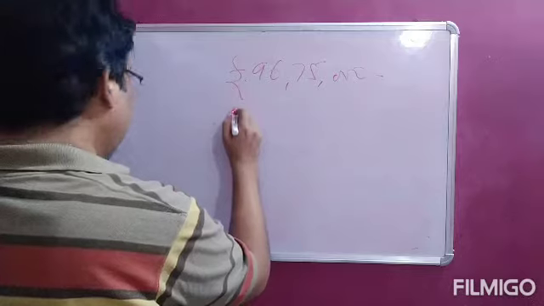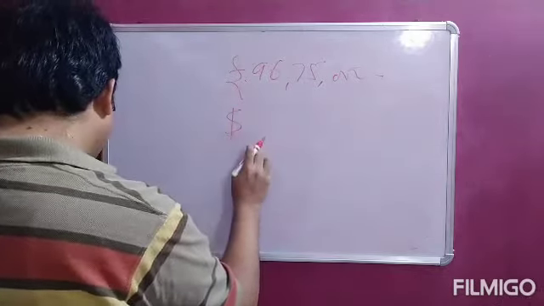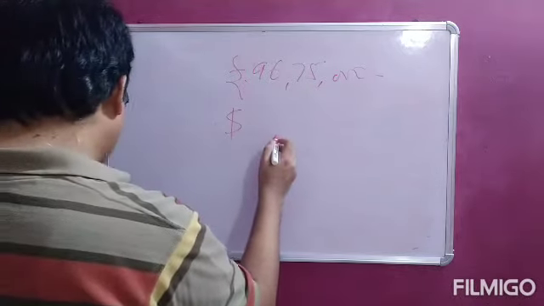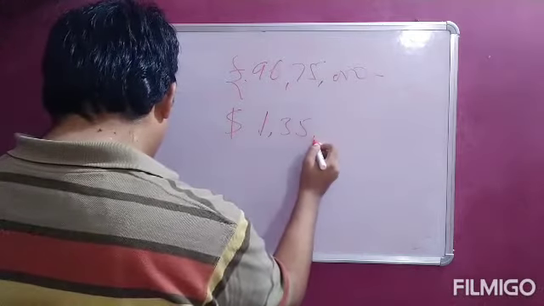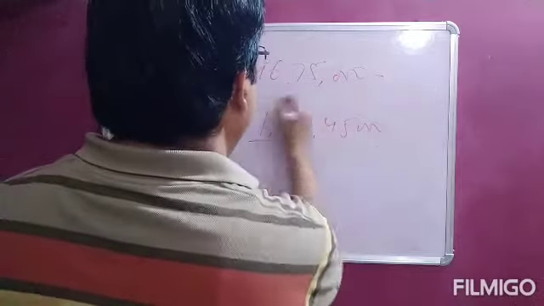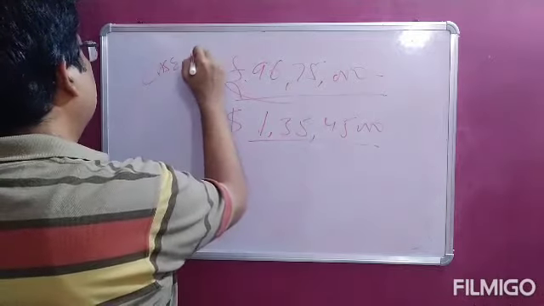This is in pound terms, and in dollar terms, it will be 1 crore 35 lakhs 45,000. So this is in case 2.